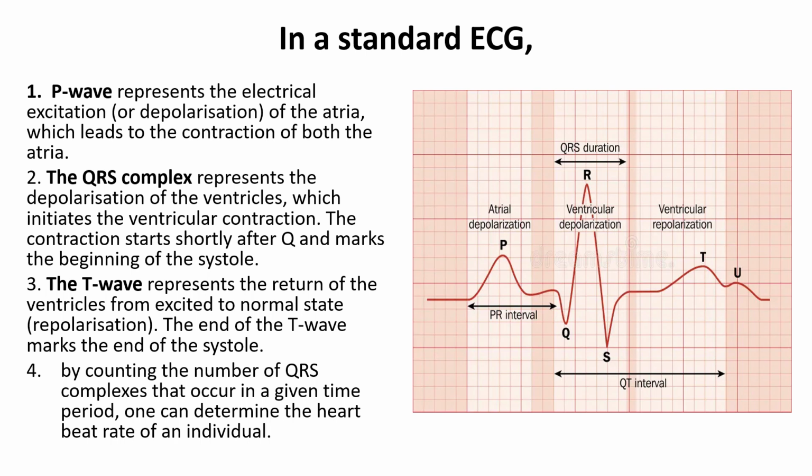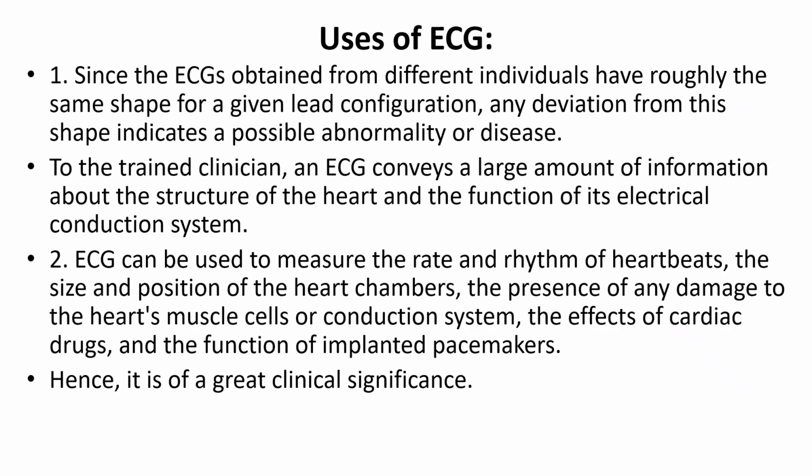The end of the T wave marks the end of the systole. By counting the number of QRS complexes that occur in a given time period, one can determine the heartbeat rate of the individual. ECG is of great clinical significance, because in different individuals there is roughly the same type of shape, but if any deviation in the shape takes place, it indicates an abnormality or disease of the heart. So ECG conveys a large amount of information about the structure and function of the heart.